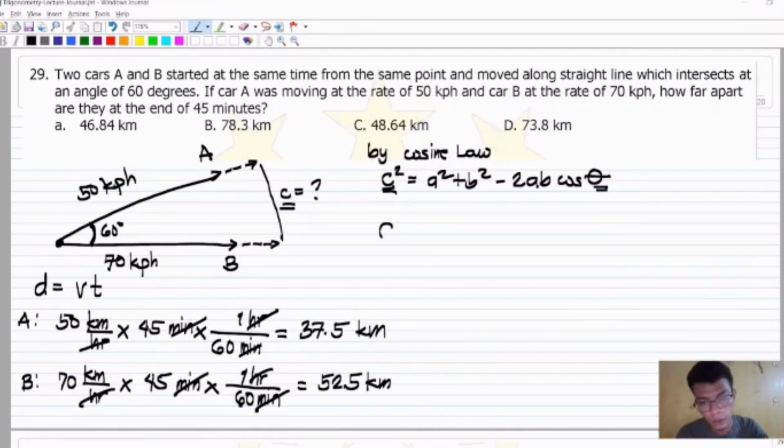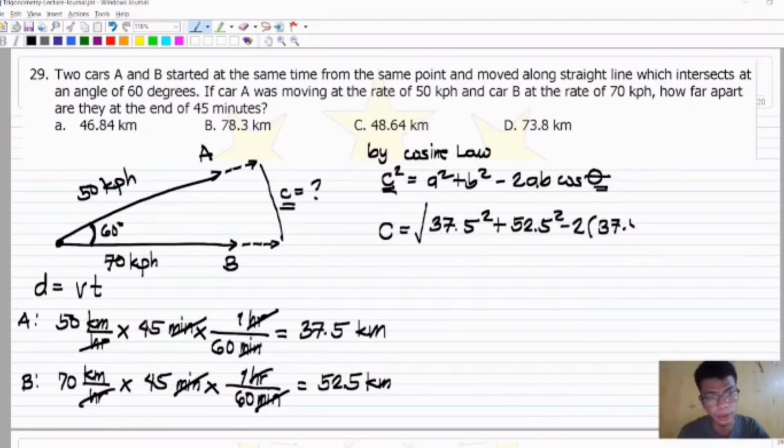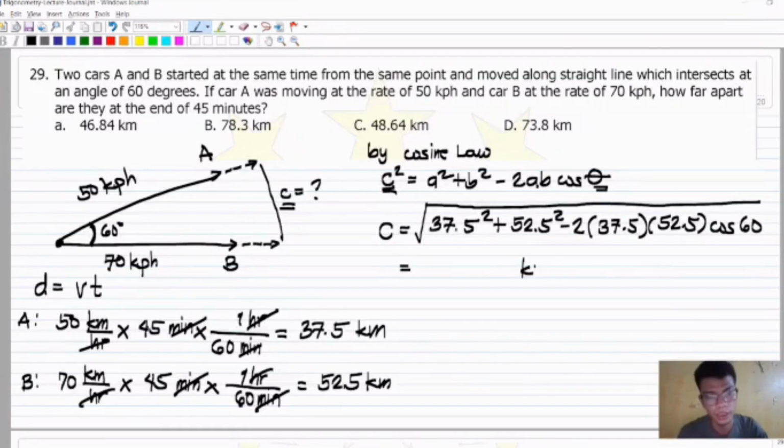So, kung kukunin natin yung value ni C, diba dahil nga C square ang ating formula, para maging C siya, kunin natin yung square root ng buong quantity na nasa kanan. And yung A, that is the distance of car A, 37.5 square, plus yung isa, 52.5 square, minus 2 times 37.5 times 52.5 times cosine 60. And ayan ay nasa loob ng square root. So this will be our answer in kilometers.